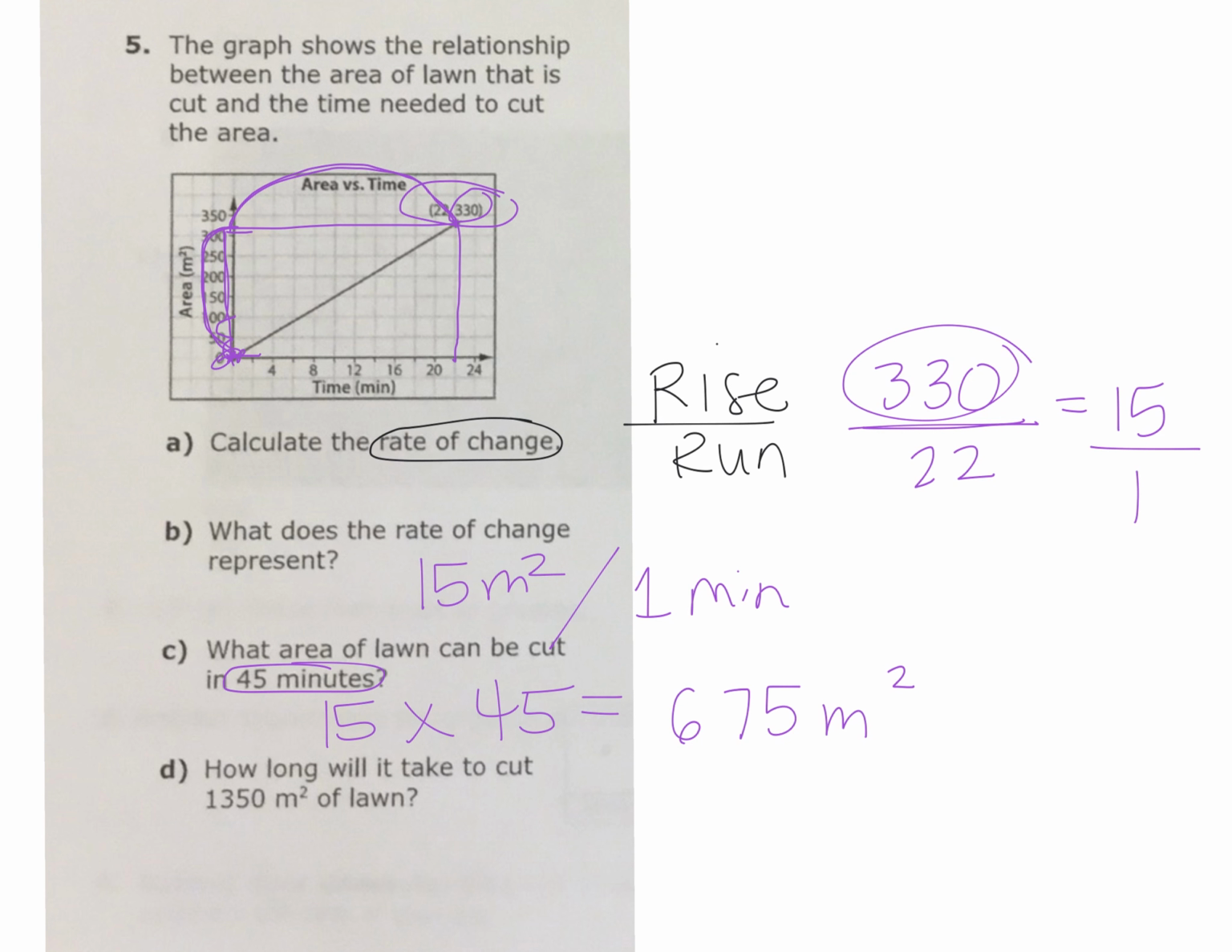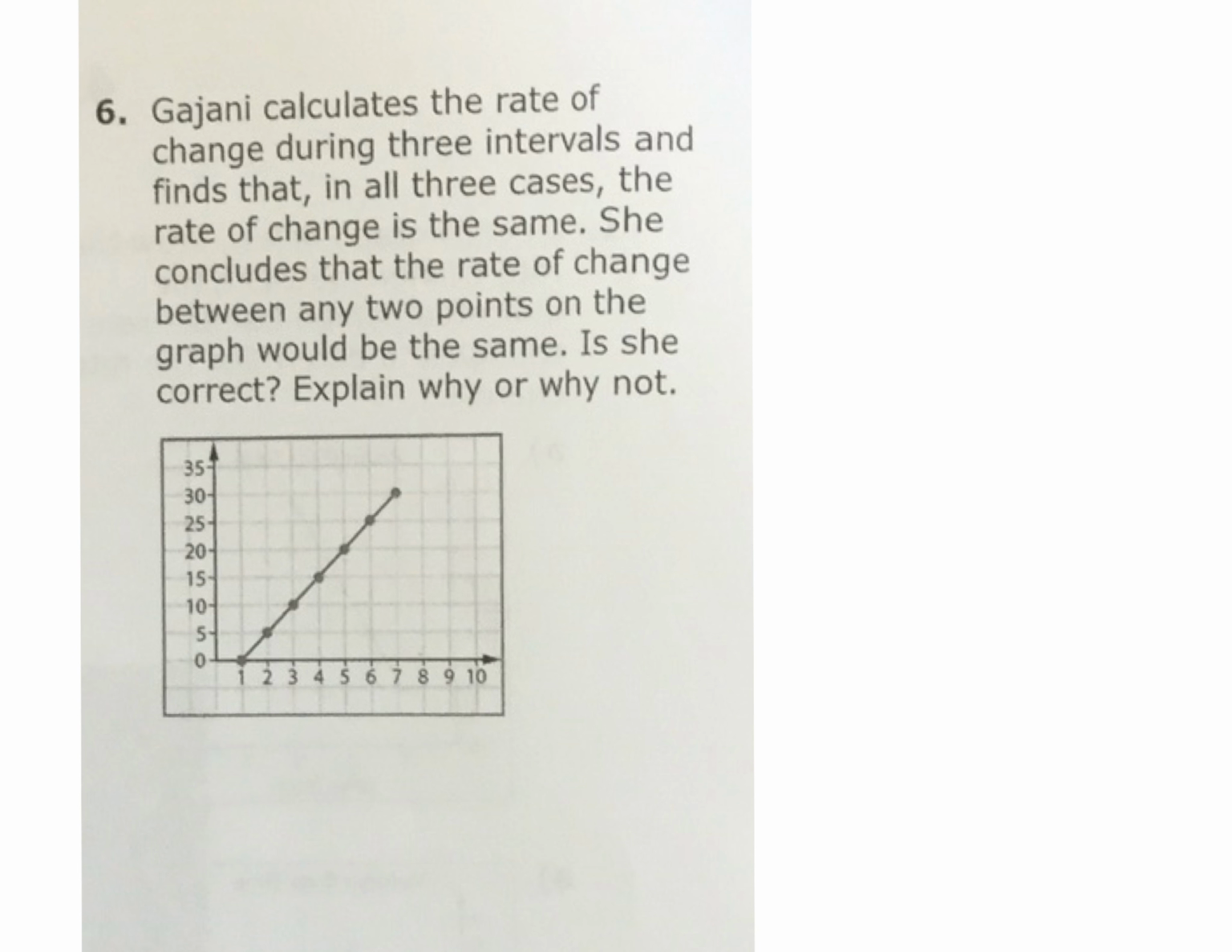Now let's do the opposite. How long will it take to cut 1,350 meters squared? It's 15 meters squared for 1 minute. So what would we do to figure out how many minutes it is for 1,350 meters squared? Good, divide. Divided by 15 equals 90 minutes. How many minutes are in an hour? 60 minutes. So what is that, an hour and 30 minutes, an hour and a half. We could say 1.5 hours.